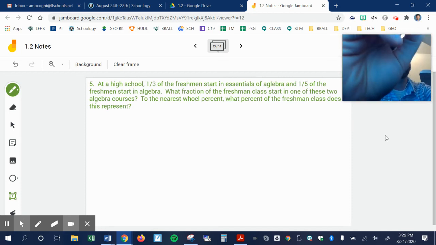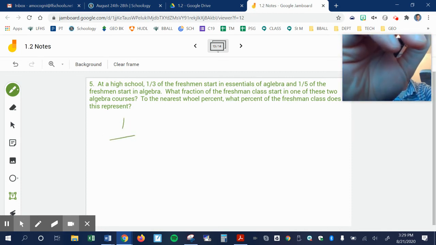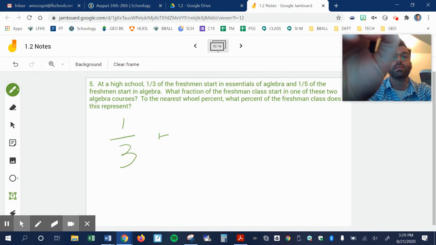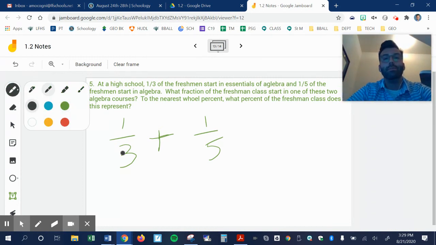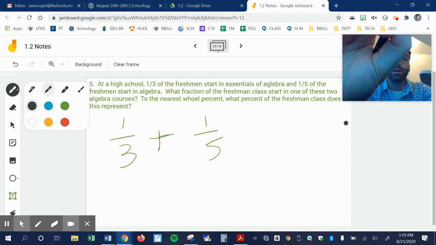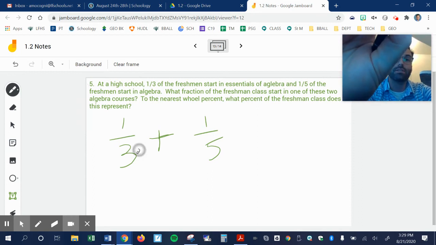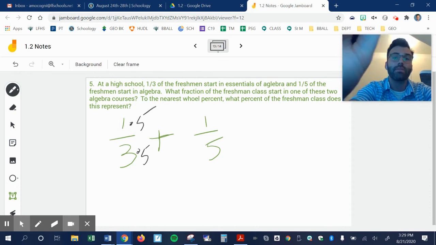So what am I really doing? I'm doing 1/3 plus 1/5. Uh-oh, holy buckets, I got a problem. Our denominators are not the same. Wow. Okay, so since our denominators are not common, I'm going to multiply the first fraction by 5, and I'm going to multiply my second fraction by 3.